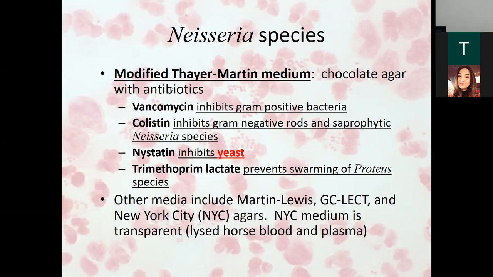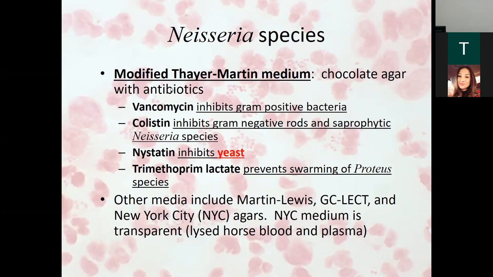Colistin, which is another antibiotic, inhibits gram-negative rods. We hadn't got there yet, but we did the gram stain on E. coli, gram-negative rods. That's why we had the MacConkey out. It inhibits the gram-negative and the saprophytic Neisseria that we saw growing in that weird-looking colony, right?